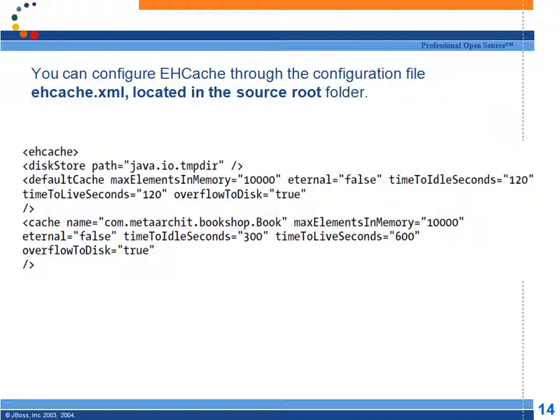So if I select 5 classes to be eligible for second level cache, and if I don't give a cache tag for a particular class, it will go to the default cache.